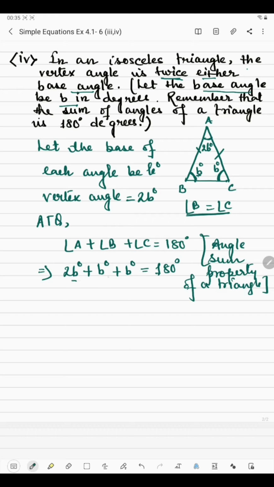Now see, these are all like terms, so we can add them. How will you add? The coefficient of B is 2 here, the coefficient of B is 1 here, and here, with B we don't have anything, so we'll consider it as 1. So 2 plus 1 is 3, 3 plus 1 is 4, and then we'll write the variable also. So it's 4B degrees equal to 180 degrees. So this is our equation.